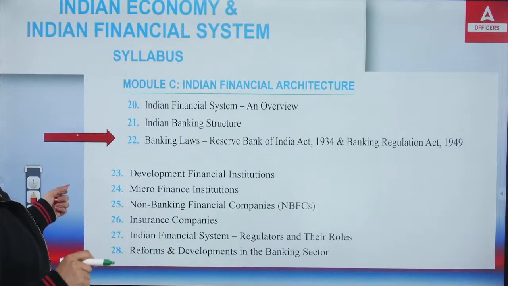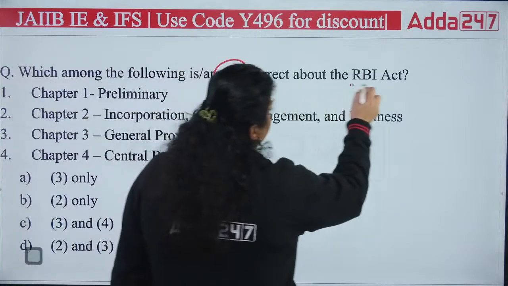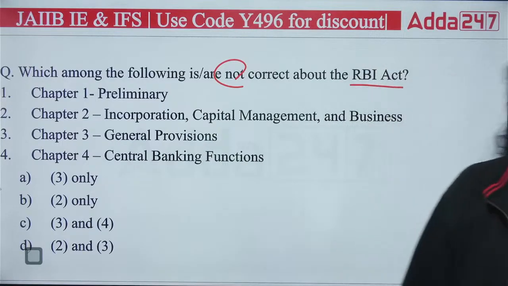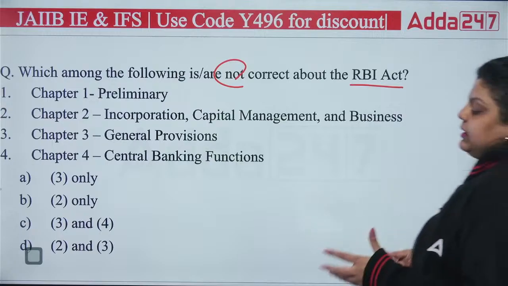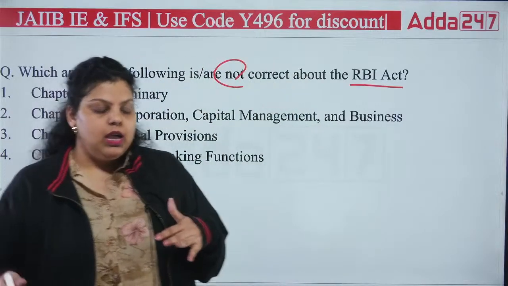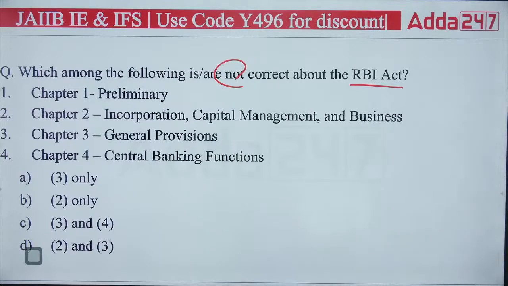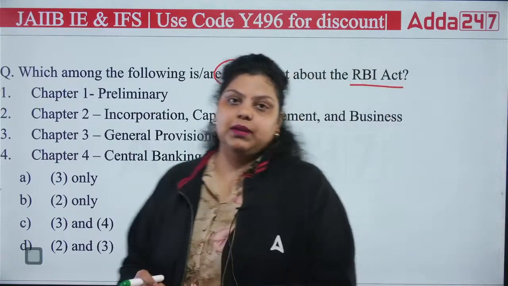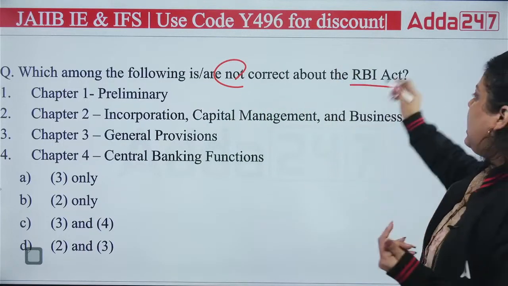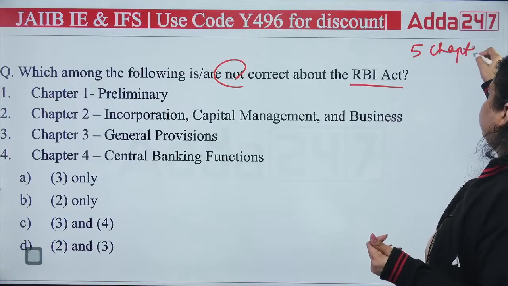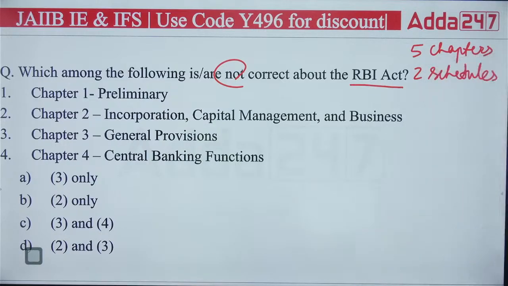Let's start with the first question, which asks which among the following are not correct about the RBI Act. The RBI Act came into existence in 1934. First of all, the Hilton Young Commission recommended for the first time to establish the central bank of the country, in 1926. The RBI Act was introduced in 1934, and on 1st April 1935 RBI was established. In the RBI Act you will find 5 chapters and 2 schedules.